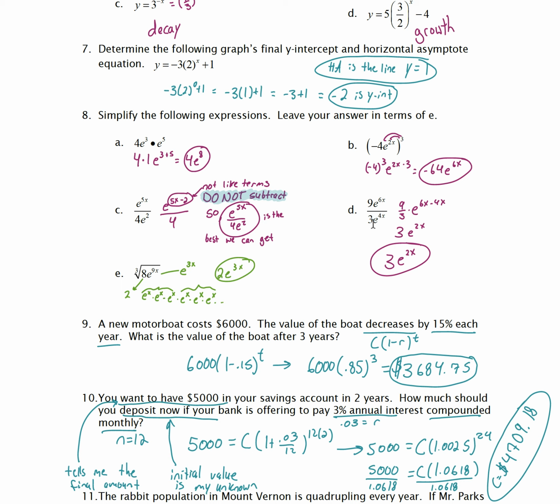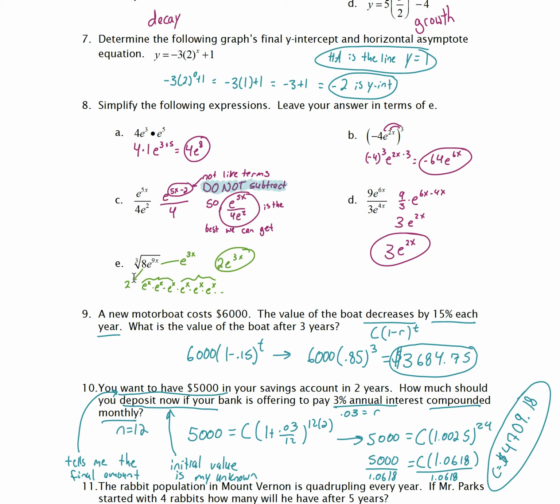9 over 3 is 3, and then e to the 6x over e to the 4x, you would subtract and get e to the 2x, right? We play the cancel game. You can cancel a 4x from both of them. The cube root of 8 is 2, and the cube root of e to the 9x is e to the 3x. Remember, that's really the 1/3 power. So e to the 9x to the 1/3 is you are multiplying those, and you get that.